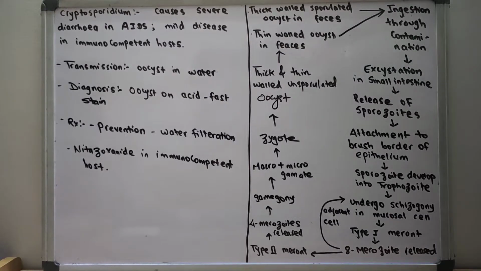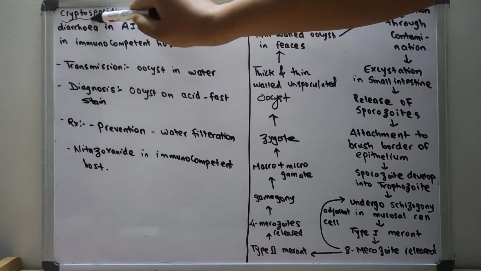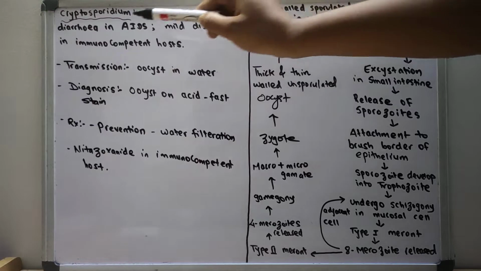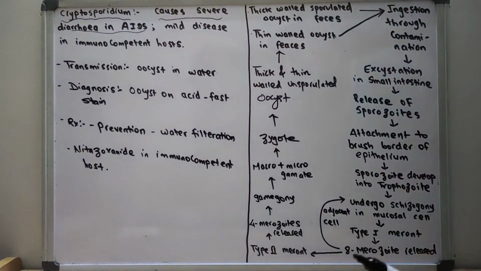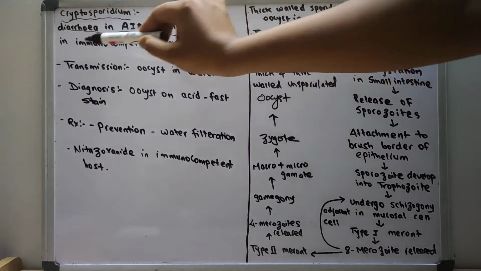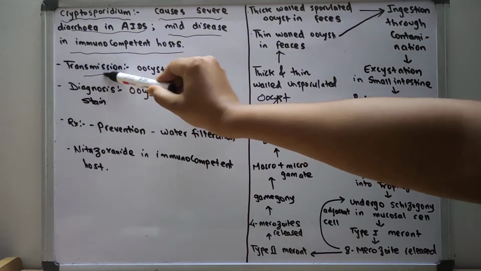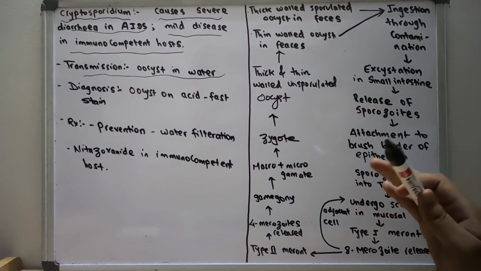Hello everyone. So today we are going to talk about another protozoa, that is Cryptosporidium. Cryptosporidium causes severe diarrhea in HIV/AIDS patients, and it causes mild disease in the immunocompetent host. The main transmission of Cryptosporidium occurs through the oocyst in contaminated water.